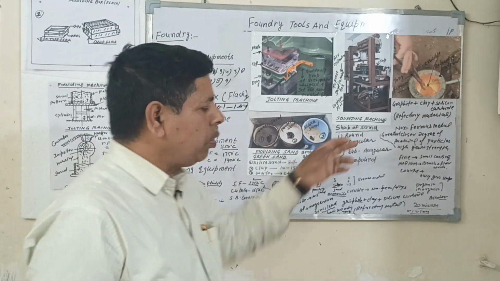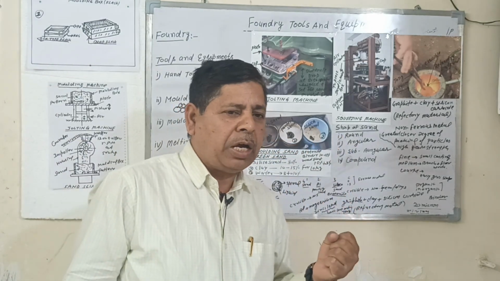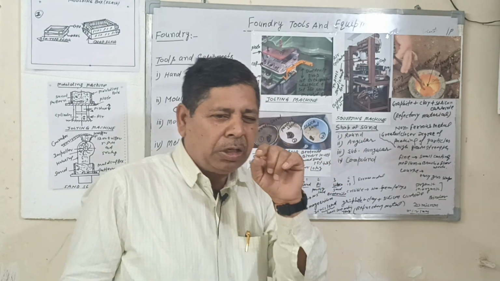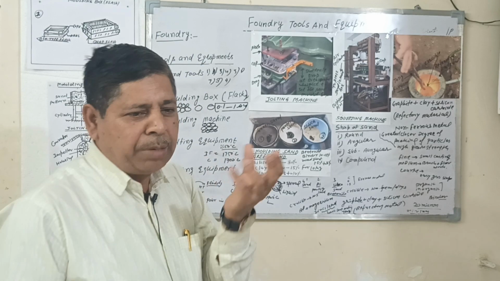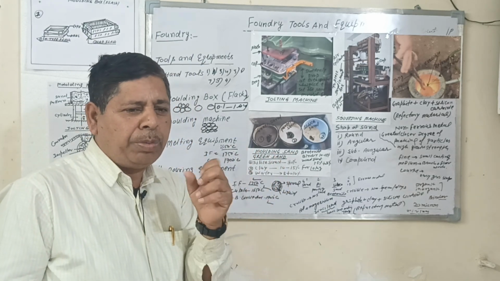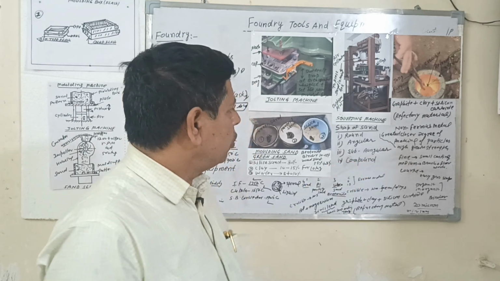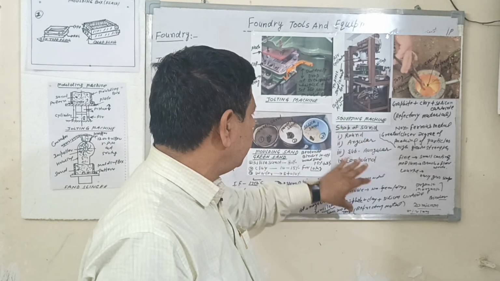The angular is also used, but it does not have very high strength. Sub compound has very small particles, so there is very little chance for the gas to escape. Many problems are created by the use of compound sand. So these are the sands.